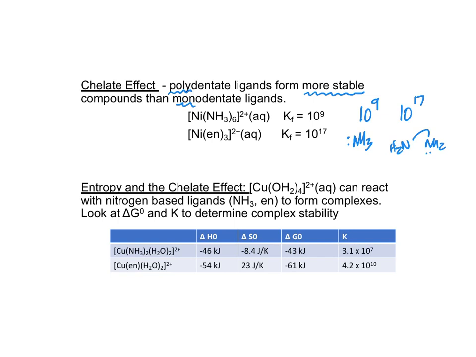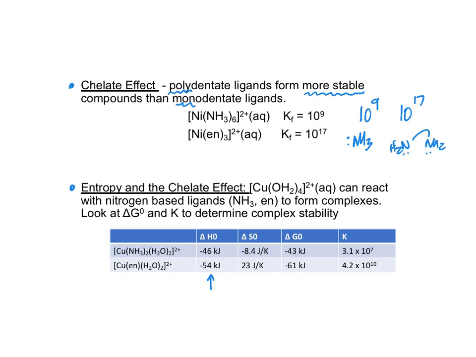So you can see if I can bind in more than one spot, I will form a more stable complex, okay? The second example, I just put it in there because, again, it is showing you why we did everything we did before we got to this chapter. The delta H zeros for these two copper compounds, this time it's a copper. Up above was a nickel.